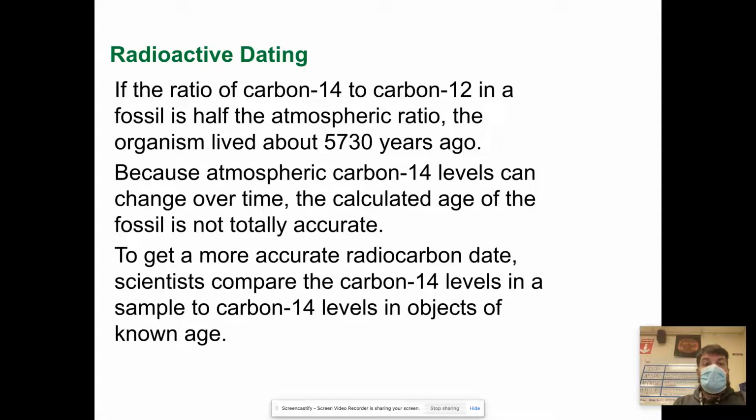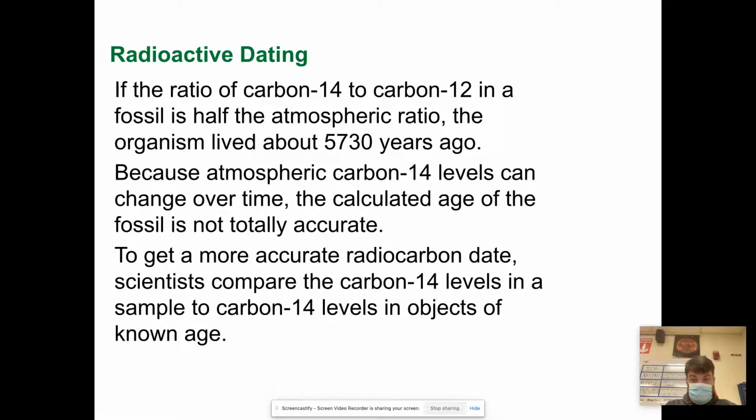So if the ratio of carbon-14 to carbon-12 in a fossil is half the atmospheric ratio, the organism lived 5,730 years ago. Because the atmospheric carbon-14 levels can change over time, the calculated age for a fossil is not totally accurate. There's a lot of assumptions made on that ratio. You're assuming that the sun has bombarded the Earth with these neutrons at a constant rate for millions of years, right? We don't know that for sure because we weren't here millions of years ago. So it's an approximation for sure.